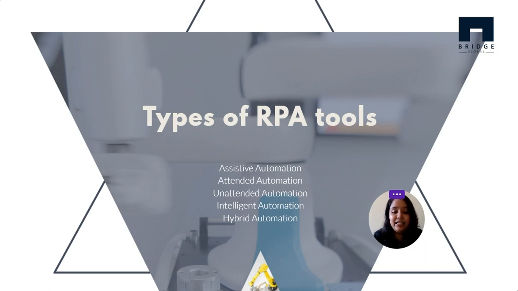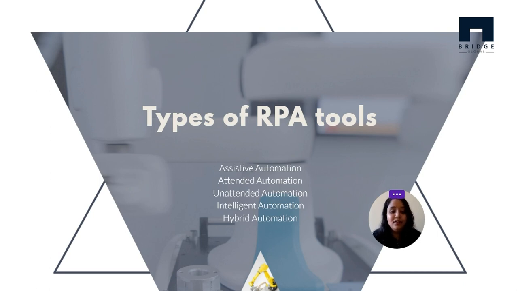Next is intelligent automation. Intelligent automation combines RPA with artificial intelligence and its capabilities, allowing bots to understand and adapt to complex scenarios. These bots can process unstructured data, make decisions and learn from experience, enabling more advanced automation capabilities.